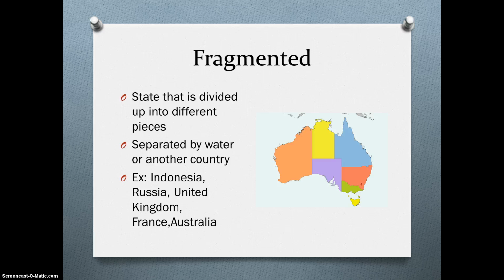A fragmented state is any state that contains several different pieces, and these different pieces are generally separated by water or another country. An example of this would be Indonesia, Russia, the UK, because of Northern Ireland being separated from the main body, France, because of French Guiana, or Australia because of Tanzania.